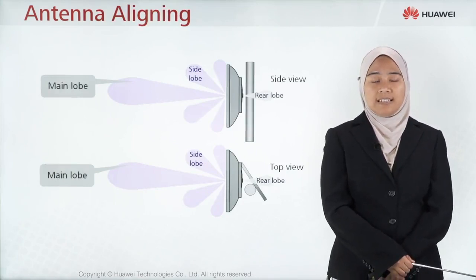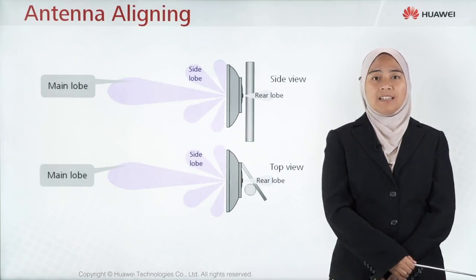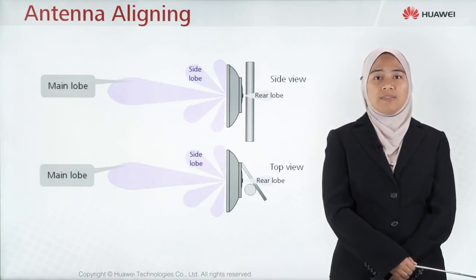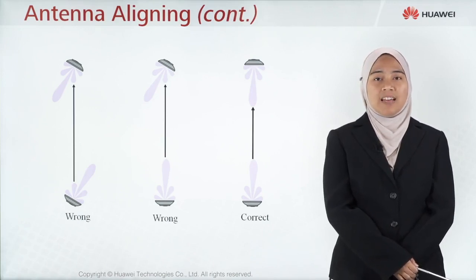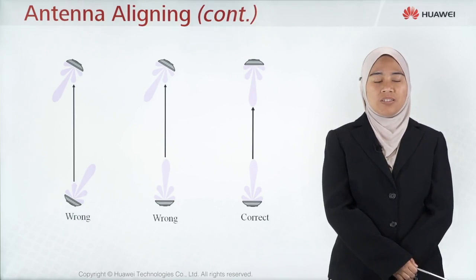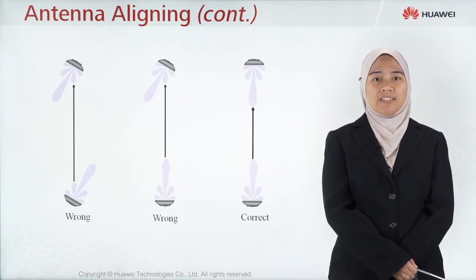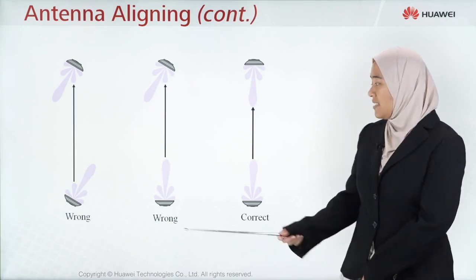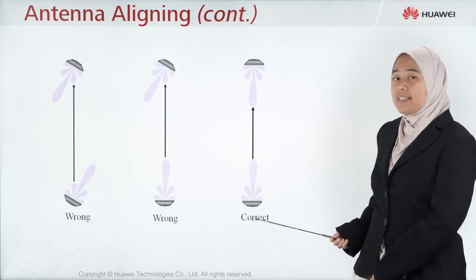For antenna aligning, the radiated power of an antenna is basically distributed to the main lobe, the side lobes, as well as the rear lobes. The objective of the antenna adjustment is to align the main lobe of the local antenna to the main lobe of the opposite antenna, changing the direction vertically or horizontally. Meanwhile, use the multimeter to test the RSSI level at the receiving end. These two examples are the wrong way to do the antenna alignment, while this one is the correct way of doing the antenna alignment.